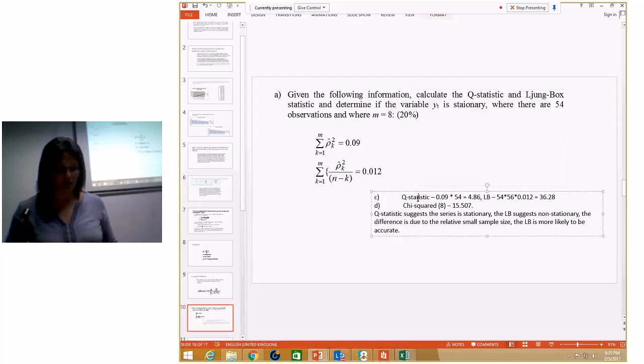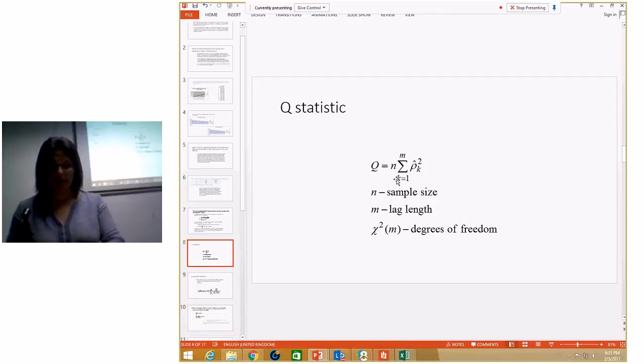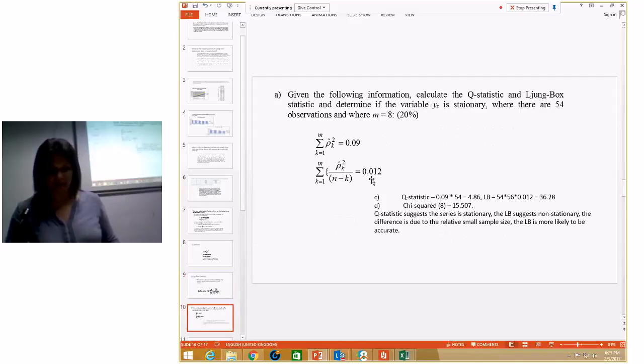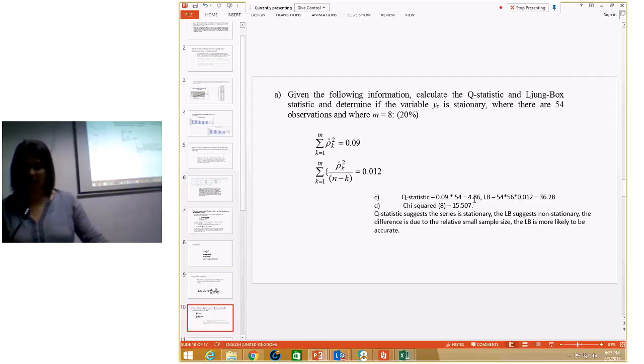To calculate the Q statistics, it is only n multiplied by this value. In the sample size, you are given this value. Then here n means 54 multiplied by 0.09, which gives 4.86.